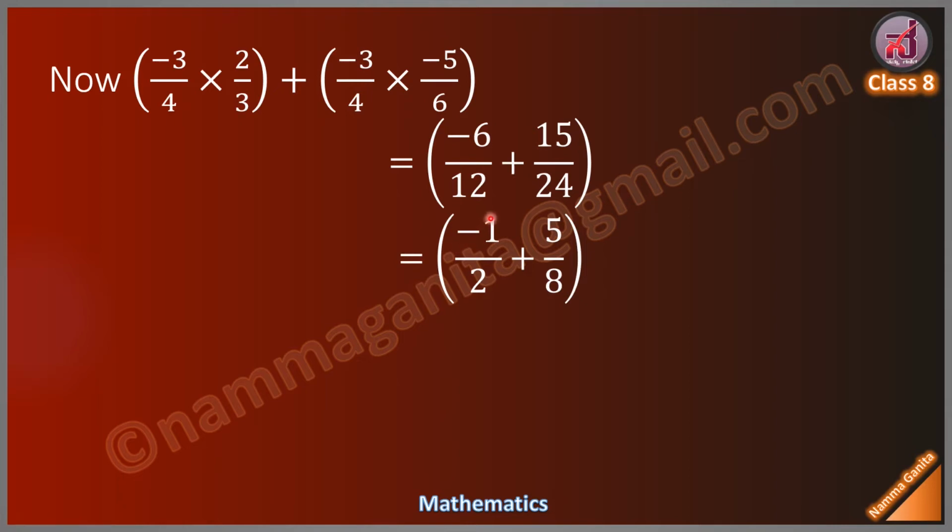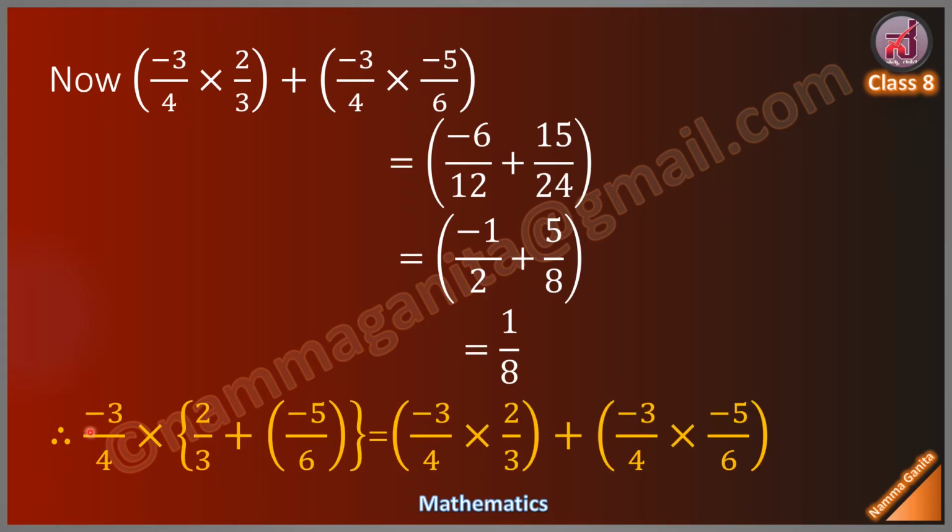Therefore, answer is minus 1 by 2 plus 5 by 8. Now take the LCM of 2 and 8. LCM of 2 and 8 is 8. 2 4s are 8. Therefore, minus 1 into 4 is minus 4. Minus 4 plus 8 1s are 8. Therefore, 5 into 1 is 5. Minus 4 plus 5 is plus 1. Answer is 1 by 8. You will get the same answer, 1 by 8.